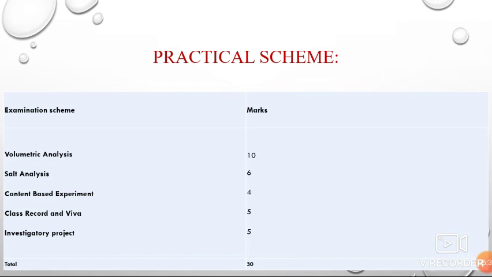Then the practical scheme. The practical scheme will be volumetric analysis of 10 marks, salt analysis 6 marks, content based experiment 4 marks, class record and viva 5 marks, investigatory project 5 marks, and the total marks will be 30. So the final practical exam will be of 30 marks and the theory paper will be of 70 marks.